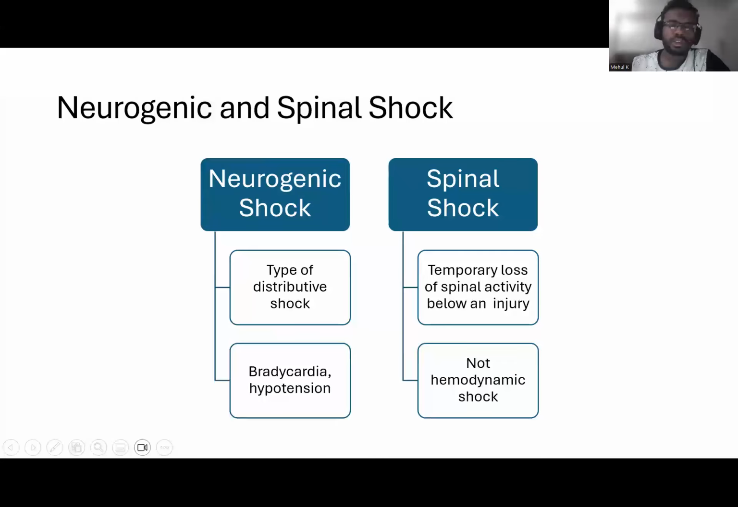One terminology that you have to be familiar with is the difference between neurogenic shock and spinal shock. These are not the same thing, even though they have shock in the word. Neurogenic shock is basically a type of distributive shock that leads to bradycardia and hypotension, whereas spinal shock is basically the initial stage of spinal cord injury, where there is a temporary loss of spinal activity below the level of injury. And this by definition is not a type of hemodynamic shock.